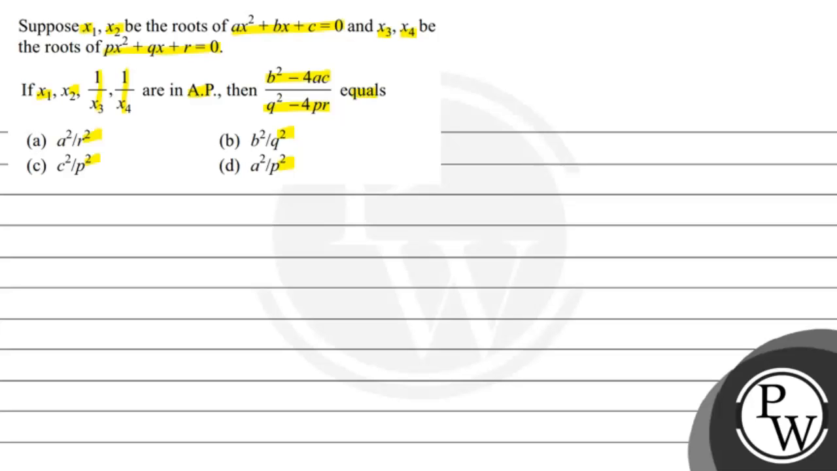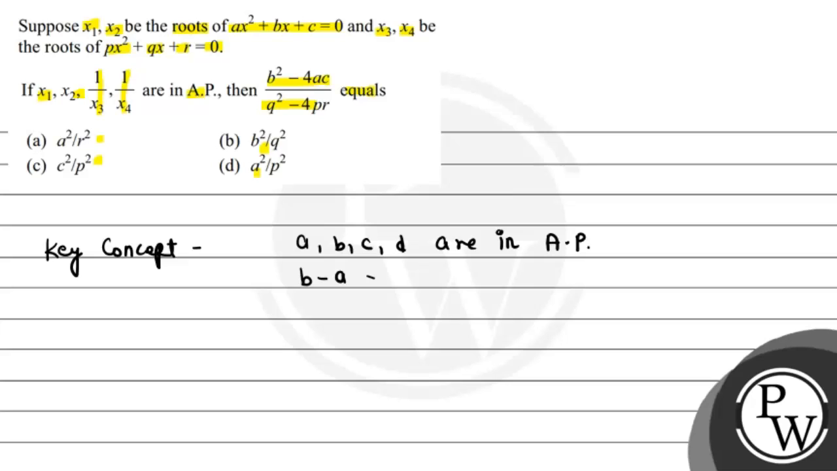Okay, so let's solve the question. The key concept is that these four terms are in AP. Let's say a, b, c, d are in AP. AP means arithmetic progression. The AP rule says that the difference between consecutive numbers is equal: b minus a is equal to d minus c. Each consecutive difference is equal.